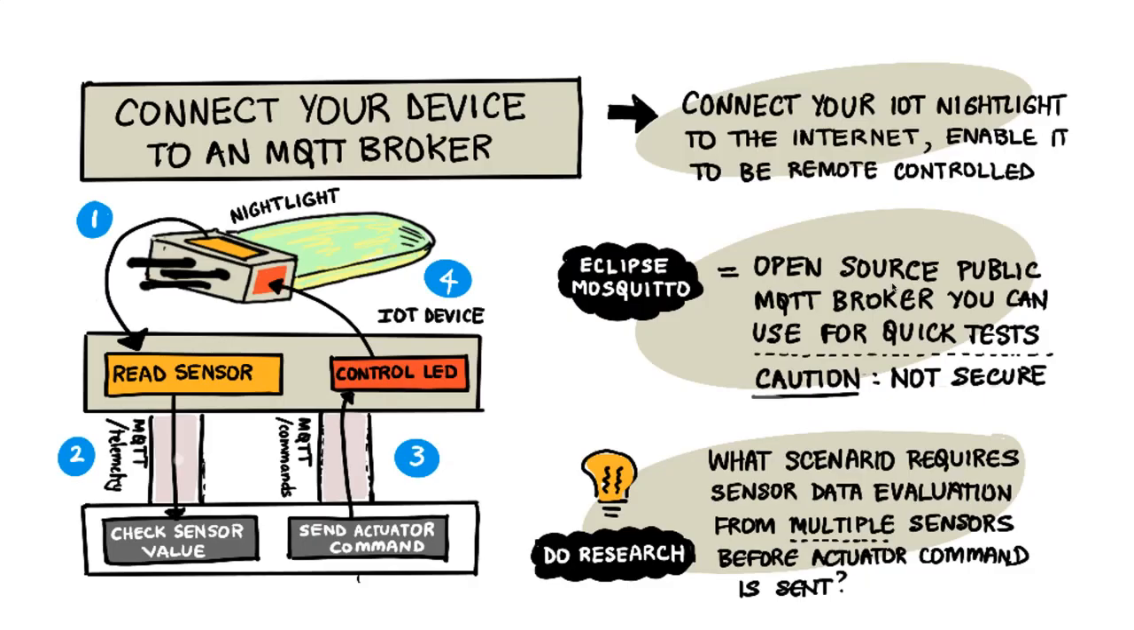So how do you connect? Well, you start off by connecting your device to the internet. You need an internet connection. So you need an IoT device that's got something like Wi-Fi, and then you can connect to an MQTT broker that's running somewhere. Now, you don't actually need to set up your own MQTT broker, which is quite nice. There are plenty of free ones available over the internet that you can use for quick testing.